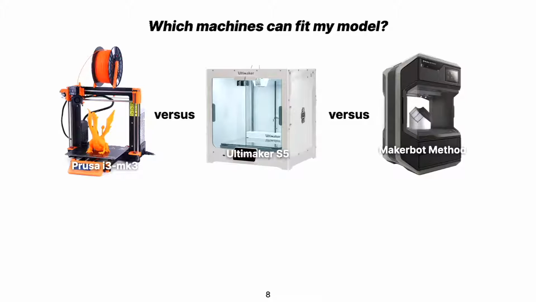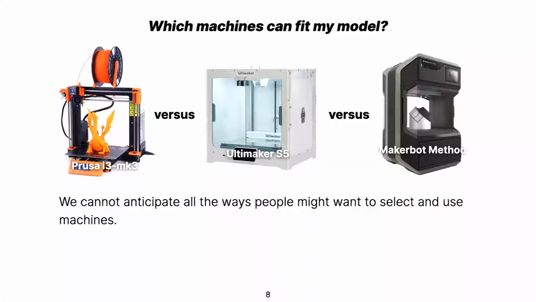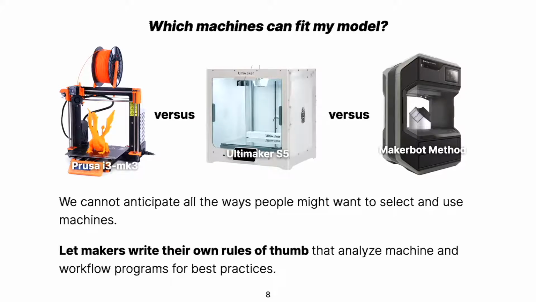even fit my model? And now we could take the approach where we implement this sort of one-off feature to solve this in our user interface, but we don't want to stop there, and that's because the maker community is really vast and is growing every day, and we cannot possibly anticipate all the ways that different people are going to want to narrow down the best machine for their needs. Instead, Taxon's strength is that with its programmatic foundation, it lets makers write and share their own rules of thumb for selecting and then using machines.